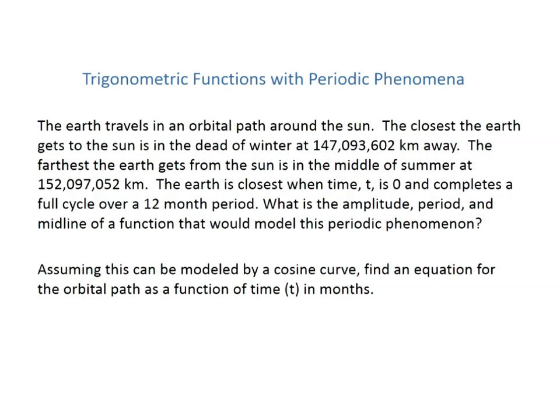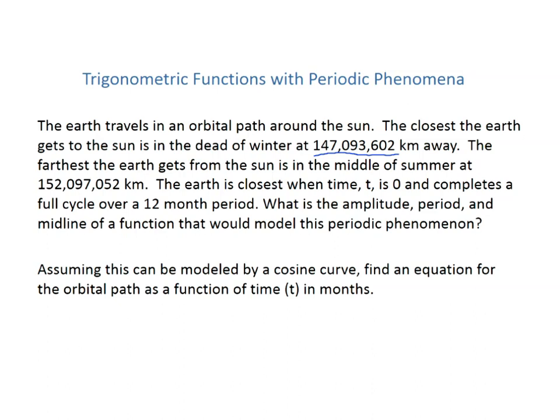Okay, so you knew it wouldn't be long before we had a word problem, right? The Earth travels in an orbital path around the sun. The closest the Earth gets to the sun is in the dead of winter at 147,093,602 kilometers away.